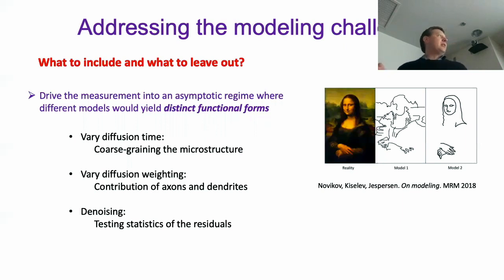So the recipe as a physicist, the recipe to me is to drive the measurement into some maybe hard to get, but important asymptotic regimes where different models with different assumptions would yield distinct functional forms. And that would allow you to select the models, not by goodness of fit somewhere where all models kind of give you the same, but where you really know what the assumptions are and you can really distinguish them. And so I'll show you examples about varying the diffusion time, varying the Q vector diffusion weighting, and if I have time, also the denoising is also kind of a test of the quality.